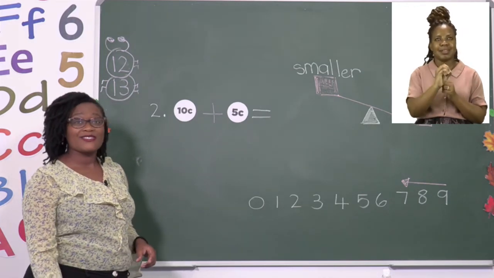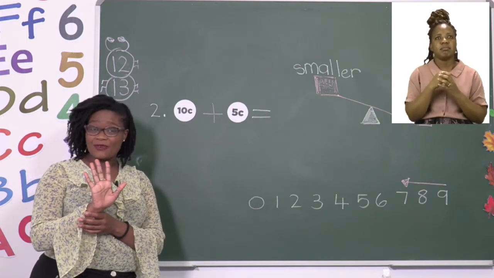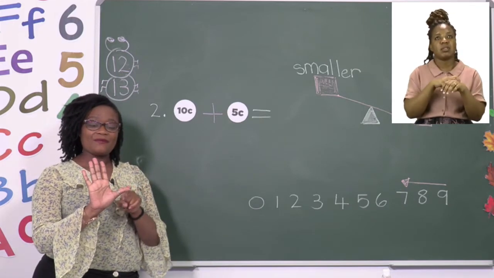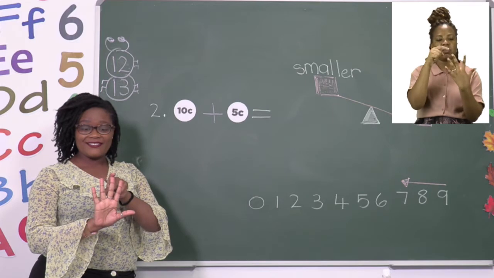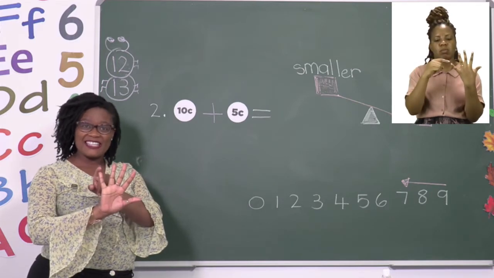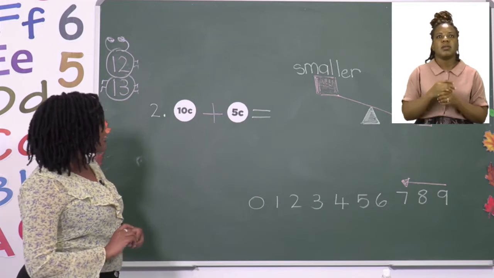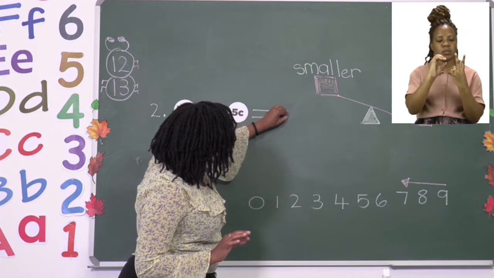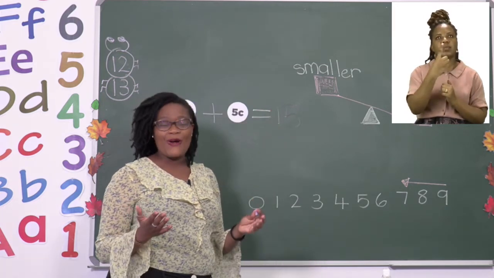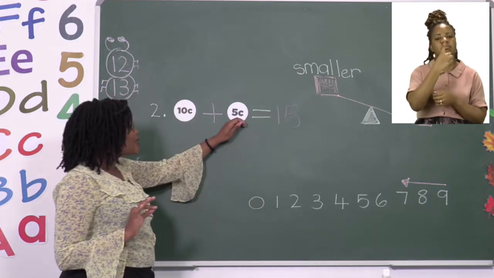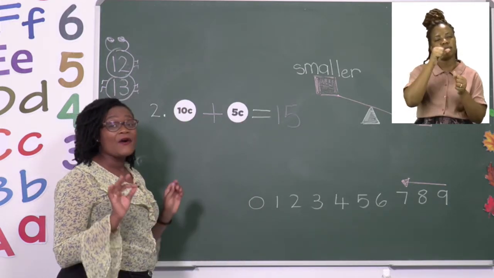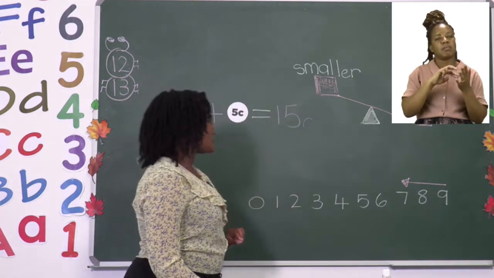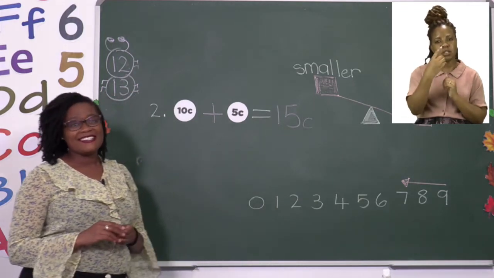So we can use our fingers to count on. We already have 5 on one finger, so we're counting on from the number 10, which we say 11, 12, 13, 14, 15. So altogether it is 15. But boys and girls, if we only write the number 15, it is wrong. So we are dealing with money in this case. We are dealing with cents. So we need to put our C next to our sign to say 15 cents.